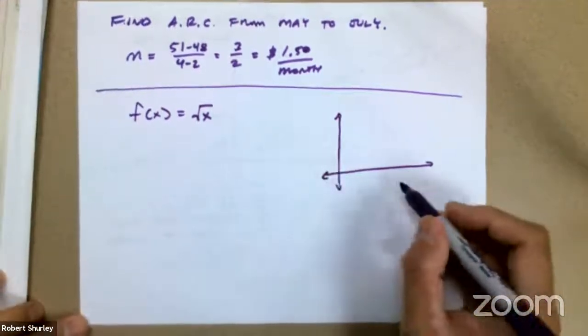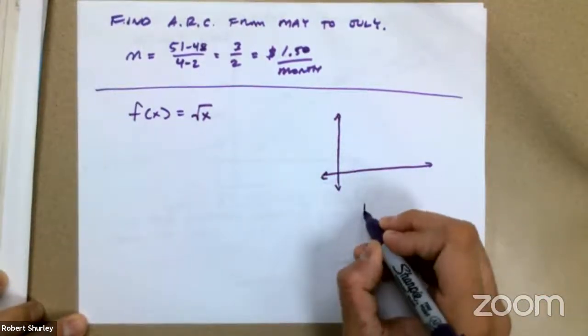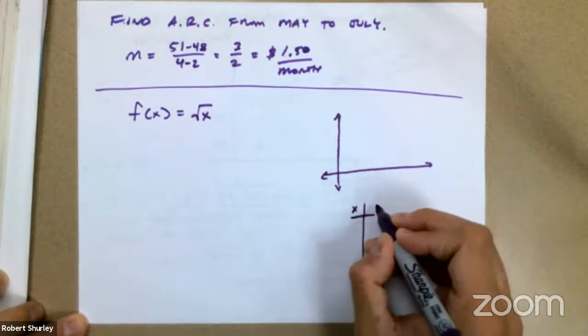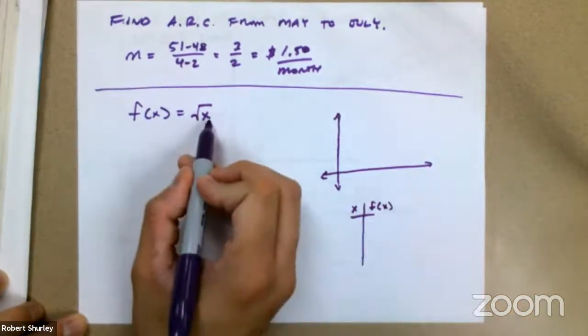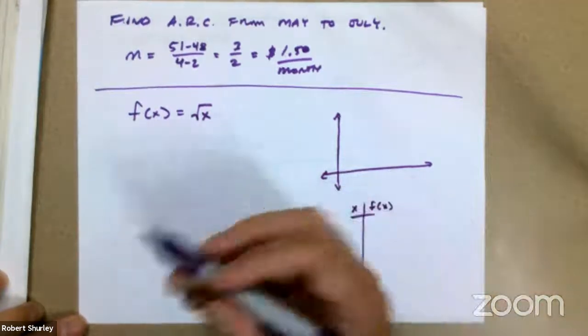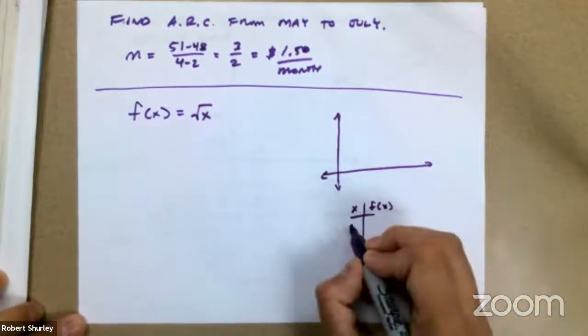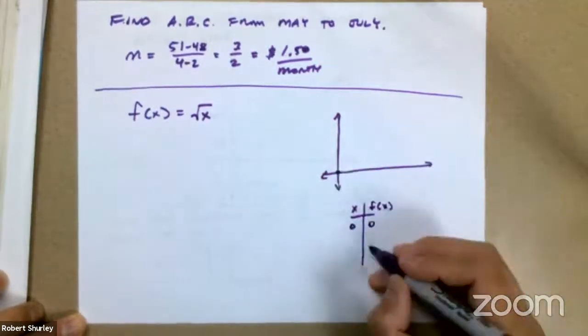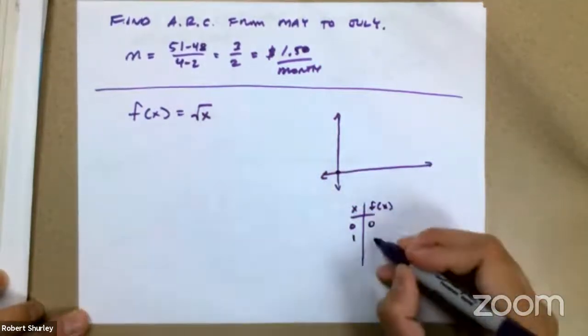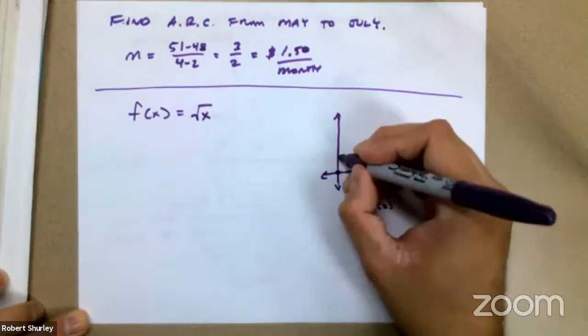Okay, so if I put in values, I'm going to get x's and y's back. I can't put a negative in here, right? Square root of a negative is imaginary. I can't graph it. So I'm going to put in zero and I get back zero. That's my first coordinate, 0, 0. Put in 1. Square root of 1 is just 1.